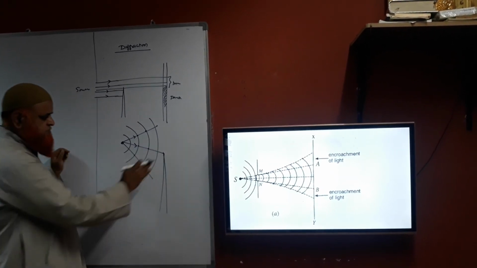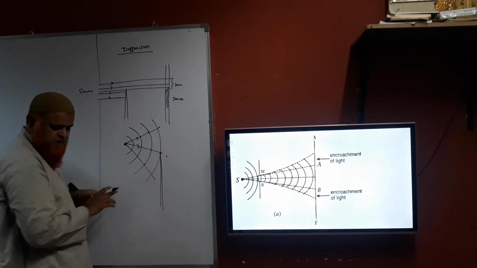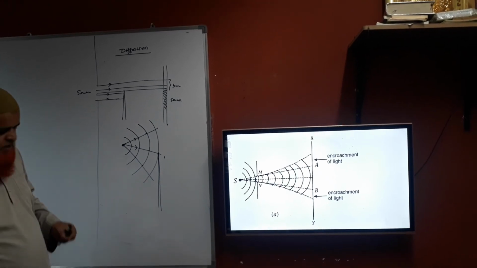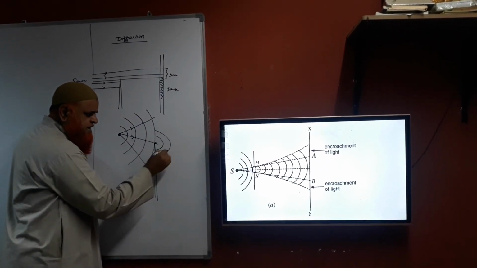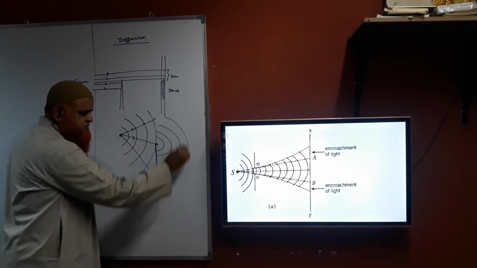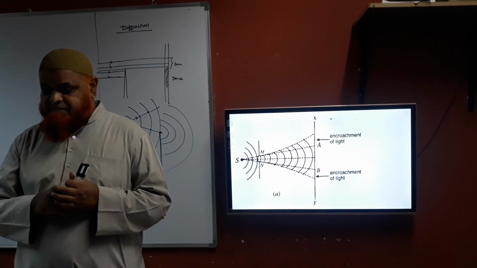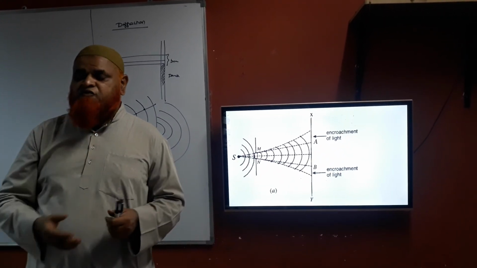When you try to block the light ray at this point, what is going to happen? At this place, secondary wavefronts are created. So you cannot block the light completely, and wherever you try to block the light, secondary wavefronts are created.